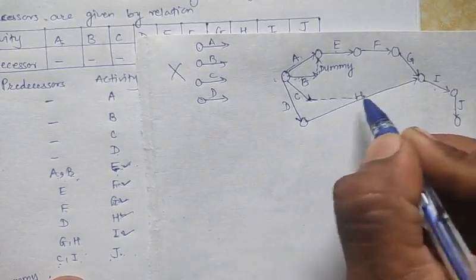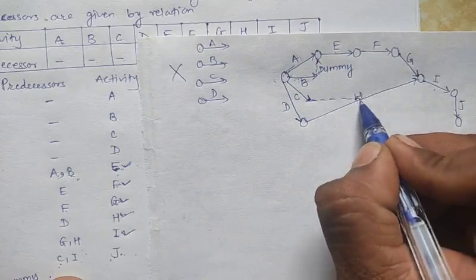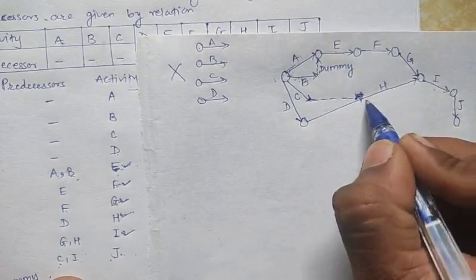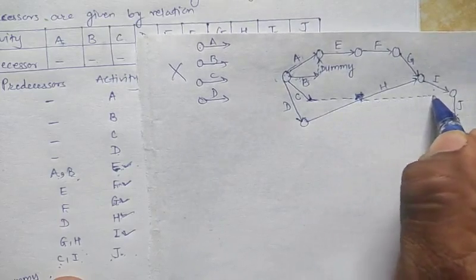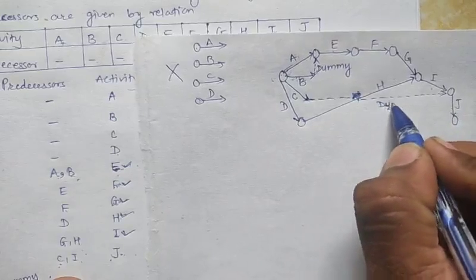Now this is a cross of two activities, so we will make a bridge here. This is the H activity. So we make a bridge. This is a crossover bridge. So this is dummy activity D2. This is a dummy activity.